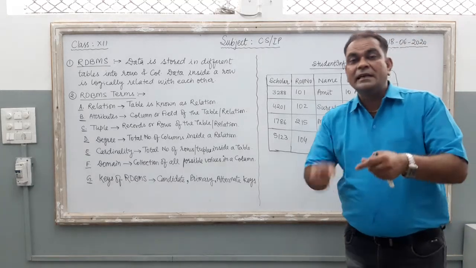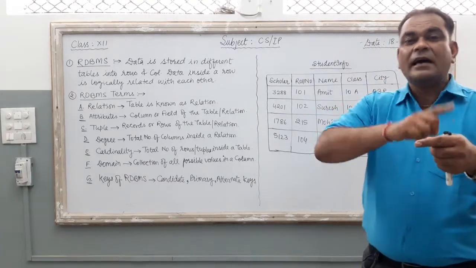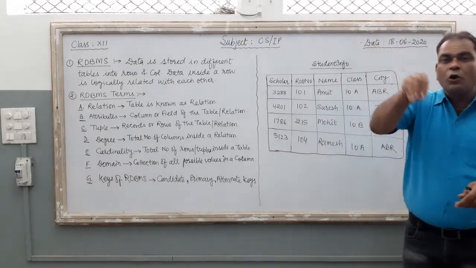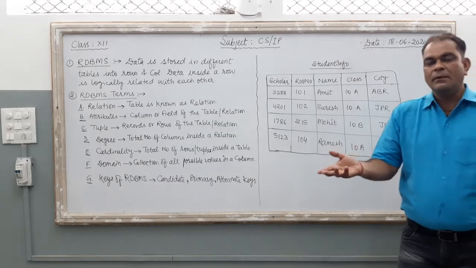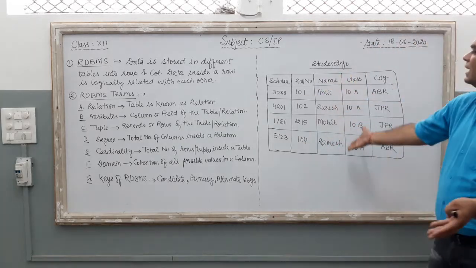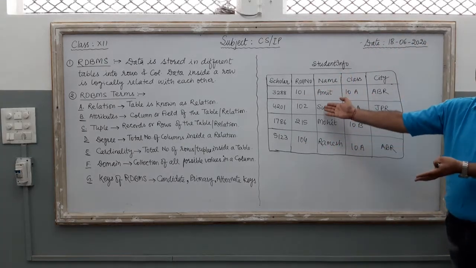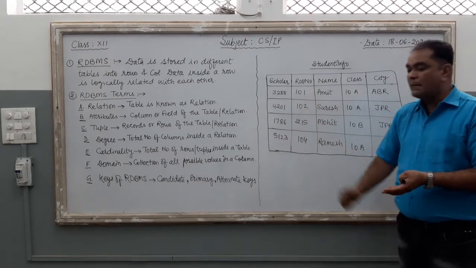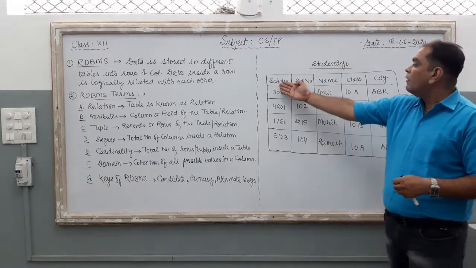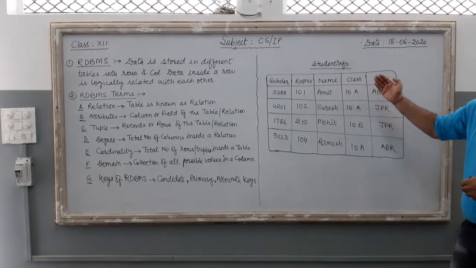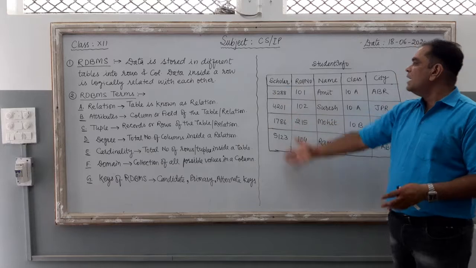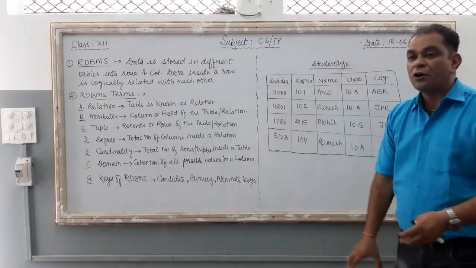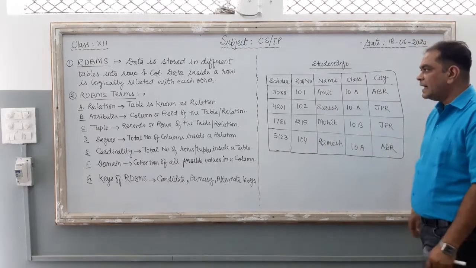In RDBMS, data is stored, data is collected in different tables, in rows and columns. What is there in the table? If you see a table, just see, this is an example of a table. Different rows are there. These are 4 different rows in the table, and the table is divided into 5 different columns. The first one is the scholar number, and the last one is city. So what is there in the table? A table is a combination of rows and columns, right?